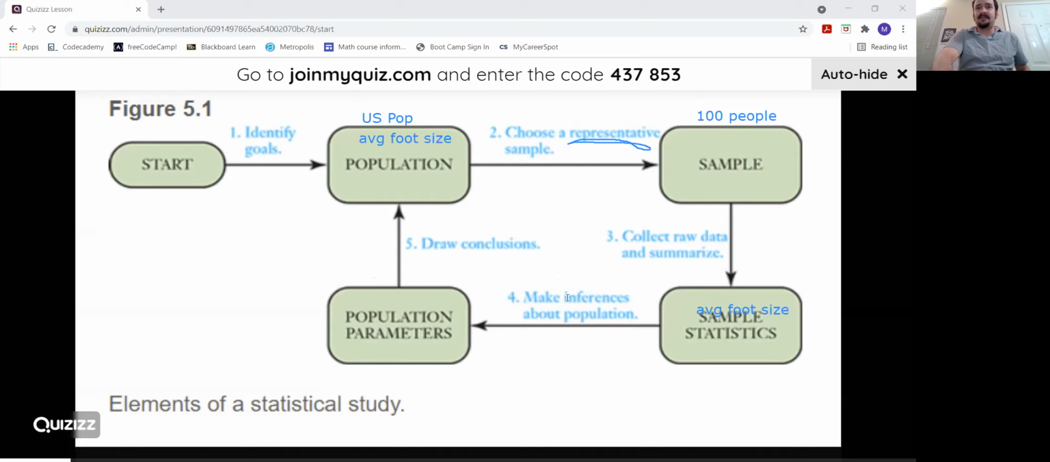So if this seems a little weird and like something might go wrong here, you might be correct, right? If we don't choose a representative population, that may not be a good inference that we can make about the whole population. So this is where things can kind of go wrong if we don't choose our sample right. And then we're going to draw conclusions after we know the average foot size of the US population.